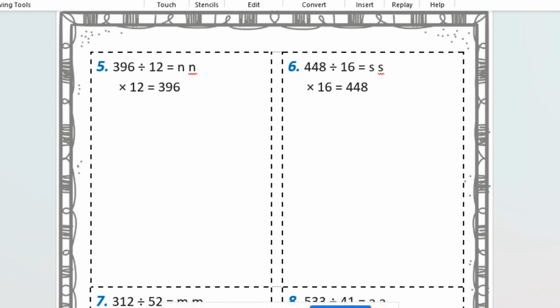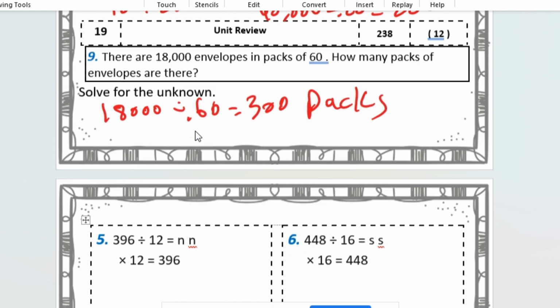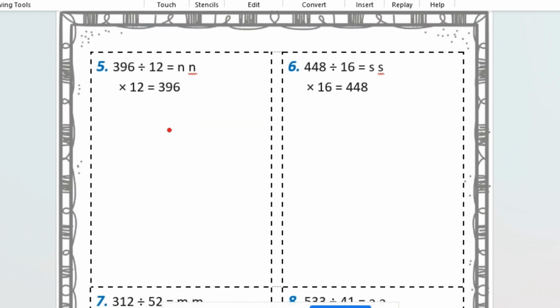We want to solve for the unknown here. Solve for the unknown. 396 divided by 12 equals n. n times 12 equals 396. So we want to find a number n that we multiply by 12 to give us 396. So let's just write n as 30. 30 times 12 equals how much?